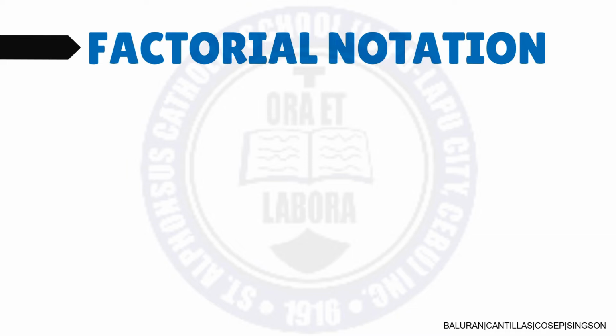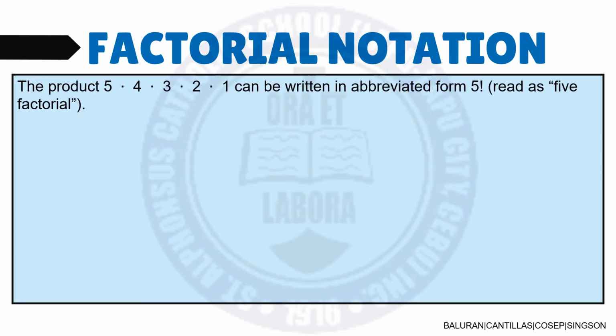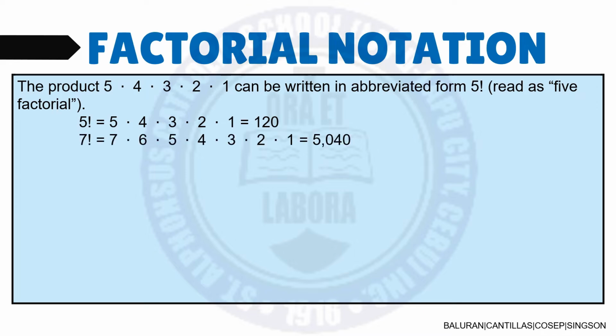To simplify the process that we used on the previous slide, we denote that as the factorial notation. So the product 5 times 4 times 3 times 2 times 1 can be written in abbreviated form as 5 with the exclamation point, or we can read that as 5 factorial. So 5 factorial would mean 5 times 4 times 3 times 2 times 1, and that is equal to 120.